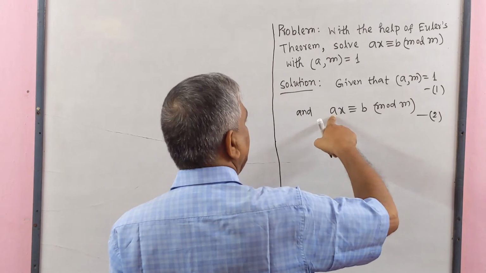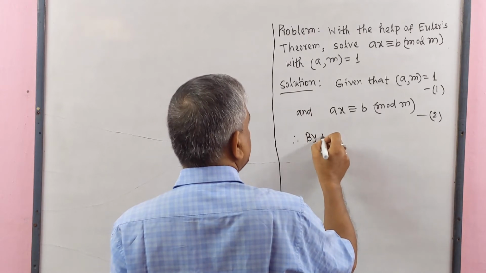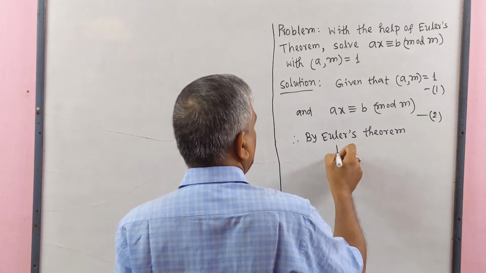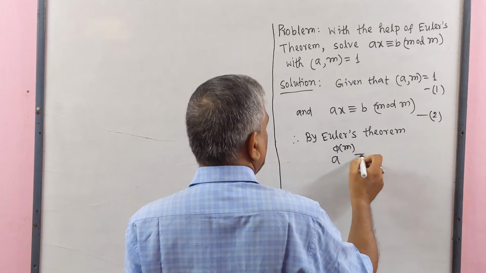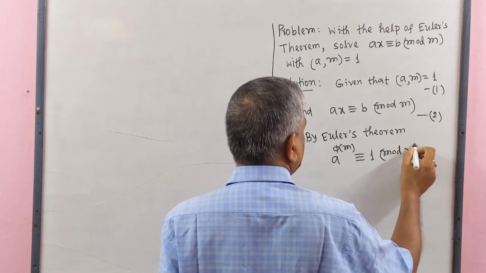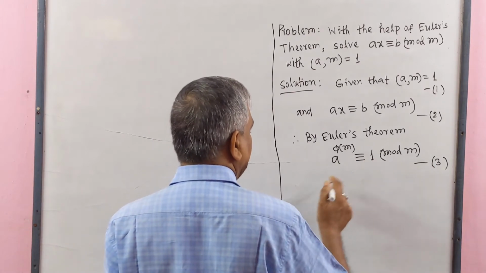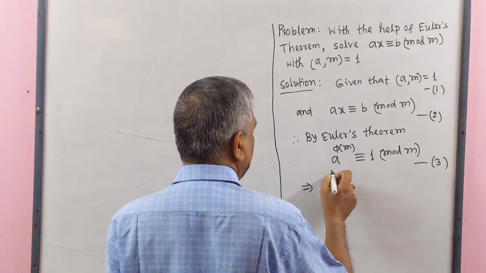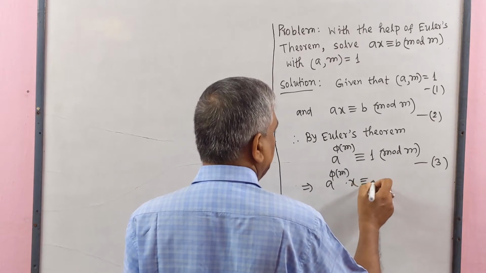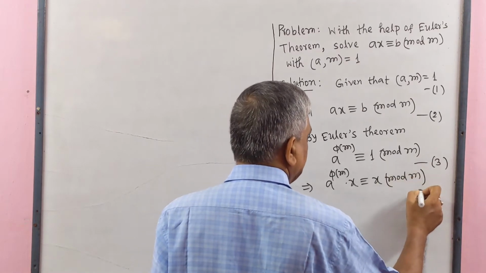Since GCD of A and M equal to 1, therefore by Euler's theorem, A to the power phi m is congruent to 1 modulo m. This is number 3. Multiplying both sides by x, we get A to the power phi m multiply x congruent to x modulo m. This is number 4.